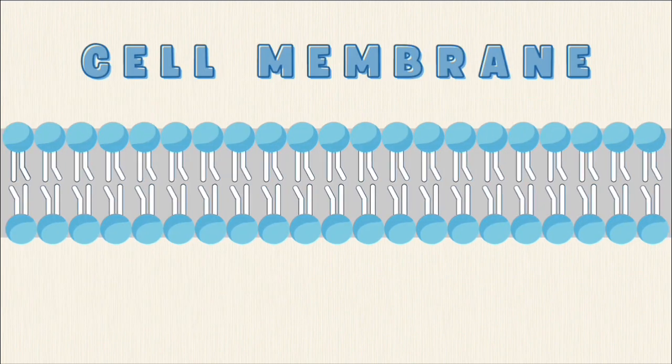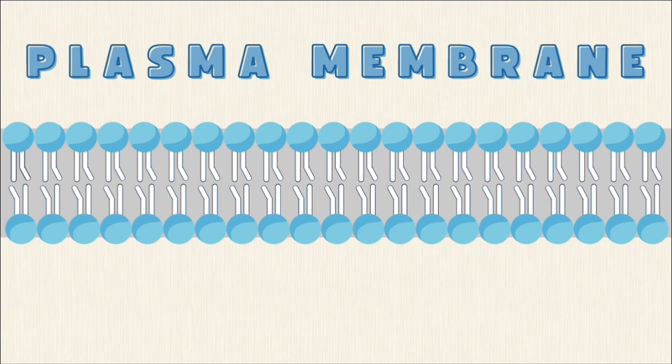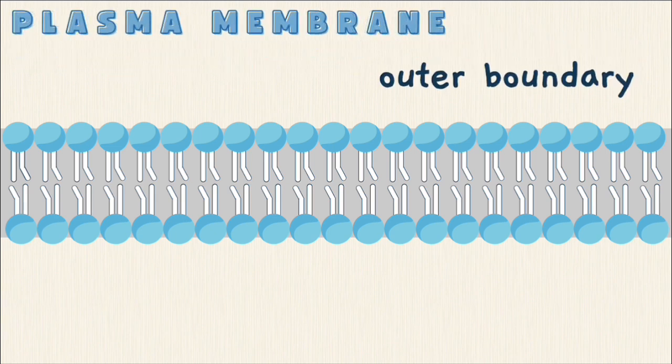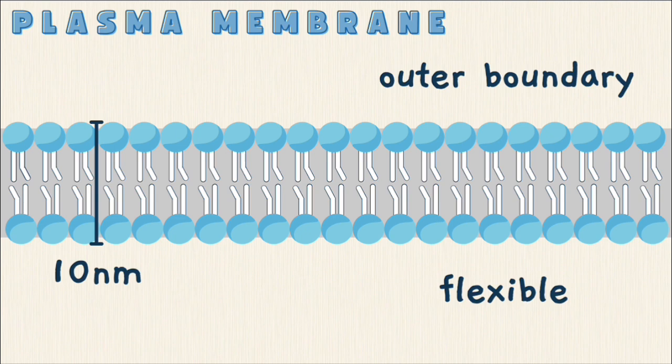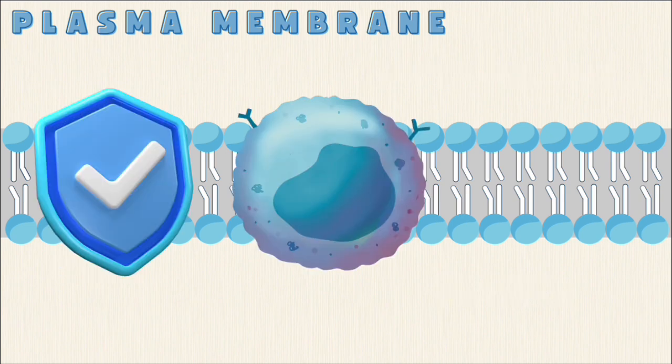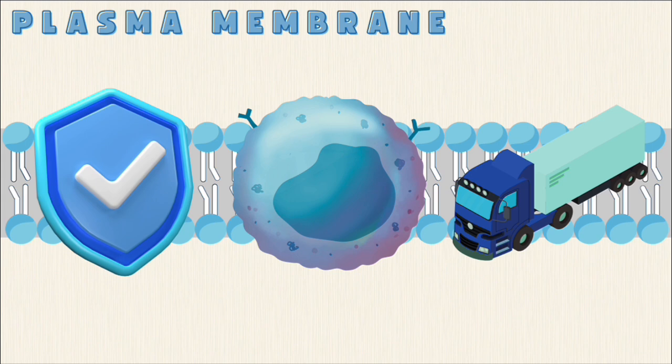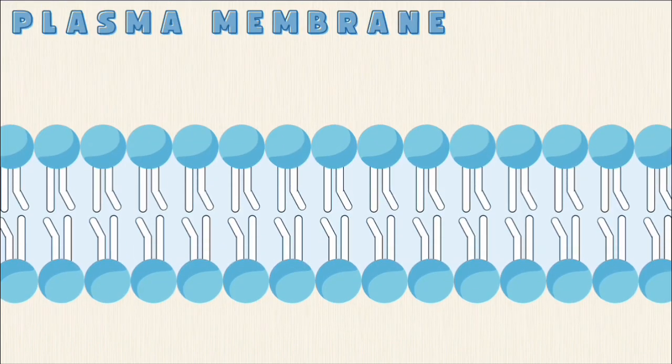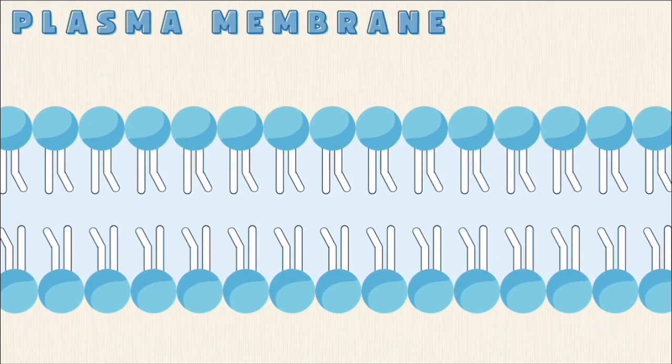The cell membrane, also known as the plasma membrane, is the outer boundary of the cell. It's flexible, about 10 nanometers thick, and plays a crucial role in protection, shape maintenance, and transport of substances. But what is it made of? Let's take a closer look.